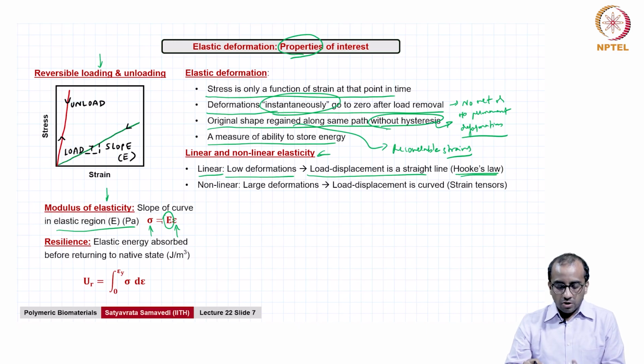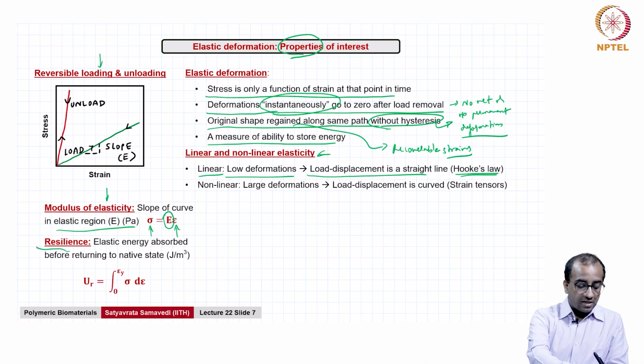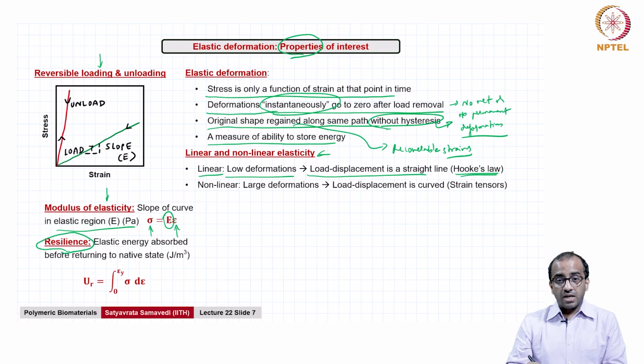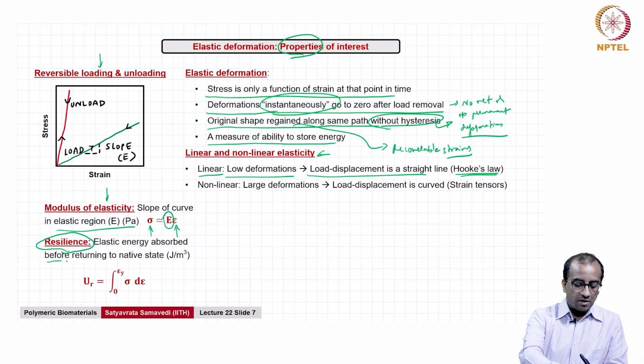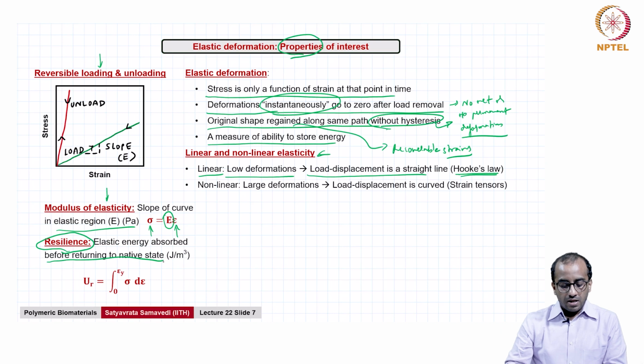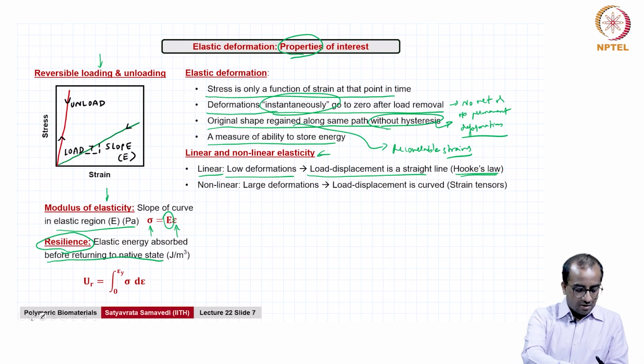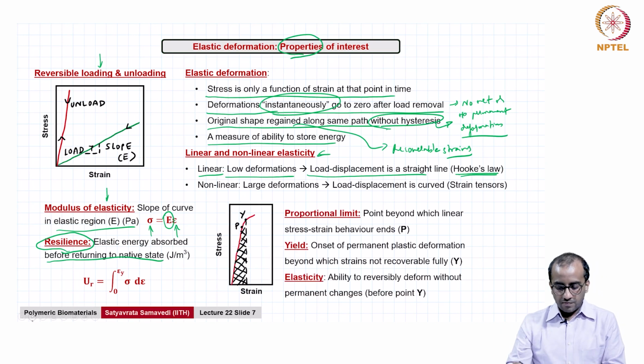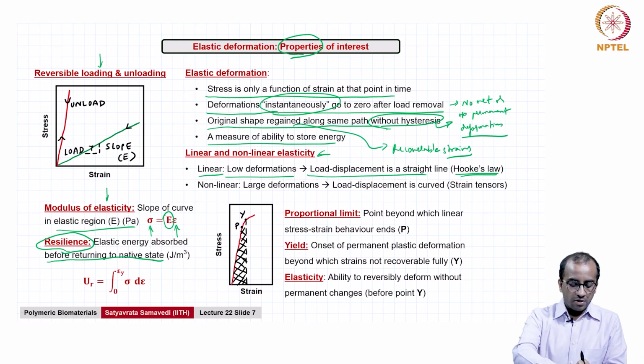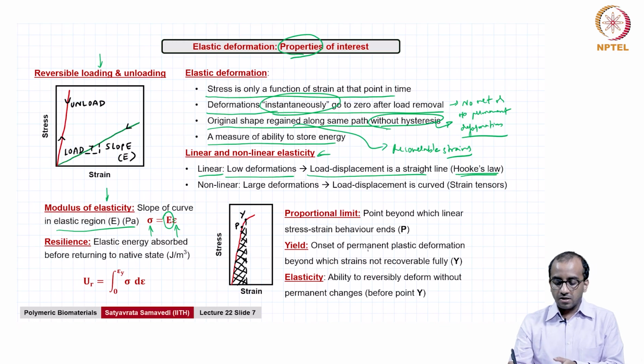There is another property that you can extract from a stress strain curve in the elastic region, which is called resilience. It simply has to do with the elastic energy absorbed before returning to the native state. And to understand that, we have to first look at area under the curve, because this has to do with area under the curve. So, we will come back to this once we have looked at what area under the curve is.